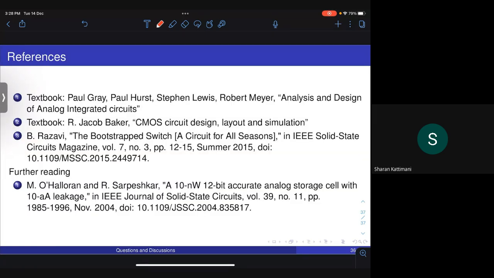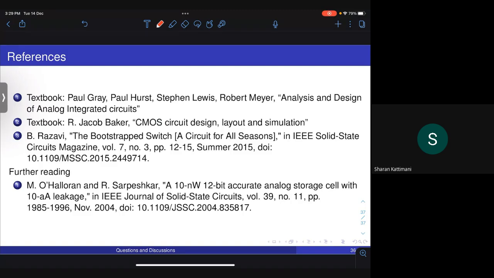These are standard circuits. You can find most of these in textbooks of mixed analog design. For the bootstrap switch, there is a very nice summary given in a magazine article by Behzad Razavi. And if you are interested in low leakage switches, you can look at this paper for some very interesting circuit architectures which are very easy to understand.